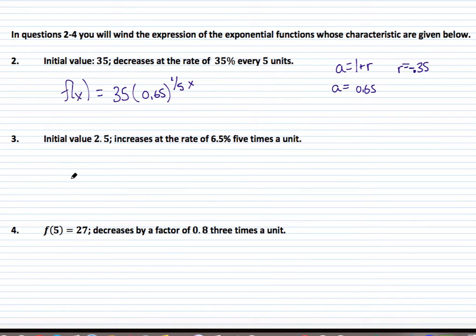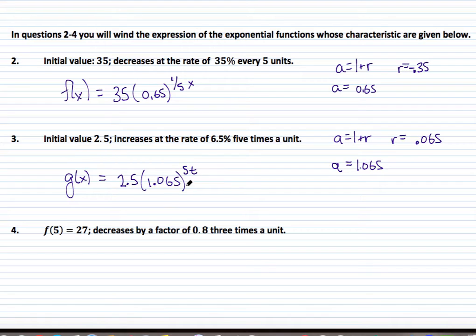For number 3, let's do g of x this time. We'll have an initial value of 2.5. This time we're increasing at a rate of 6.5%. So that would be a equals 1 plus r. R is 0.065 if it's 6.5%. And it's positive because it's increasing. So we have 1.065 as our a. So it's 2.5 times 1.065, 5 times per unit. So I will have 5 times x.